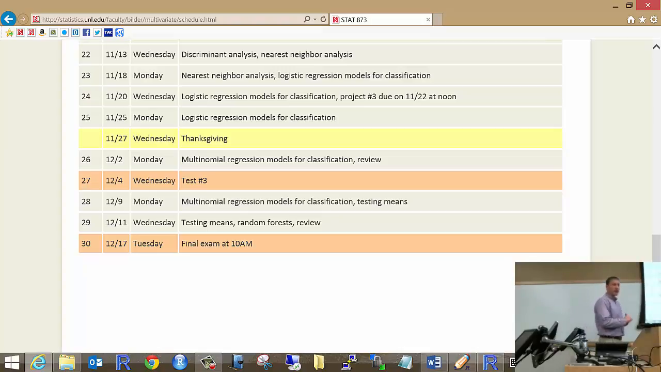It will be over the cluster analysis section, the discriminant analysis section, which hopefully we will finish today, the nearest neighbor analysis section, and the logistic regression section. So you can see, we'll have 4 main topics. After today, we will be done with 2 of the main topics for test number 3. So that's coming up rather quickly.